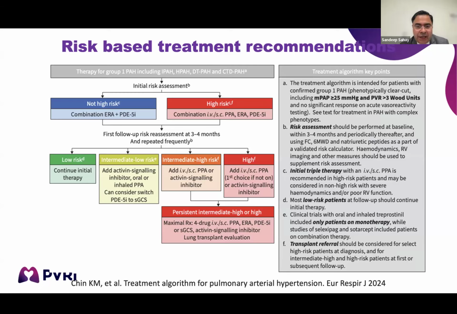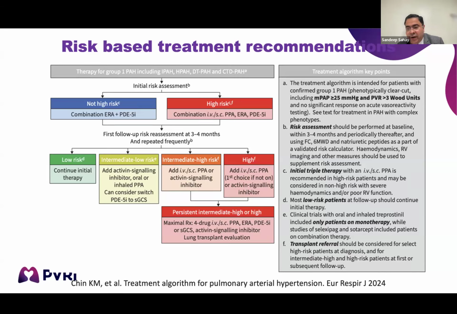But the treatment recommendations are very similar to what we previously discussed. But certain things to keep in mind, which were highlighted in this algorithm: most of the drug trials or the prior drugs were done with the older definition of mean pulmonary artery pressure of 25 and the PVR of 3 Wood units. We talk about risk assessment, but we also mentioned that hemodynamics, RV imaging, and other measures should be taken into account when you're advancing the treatment.